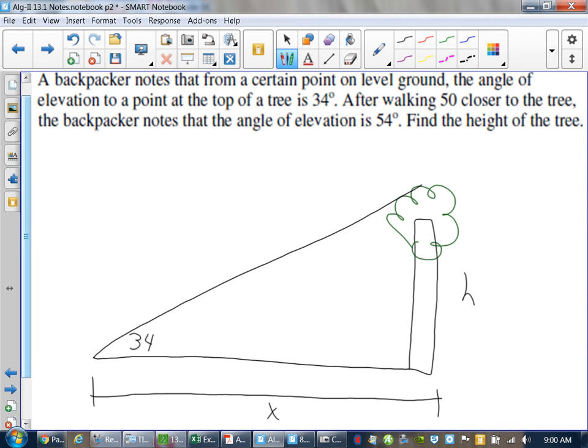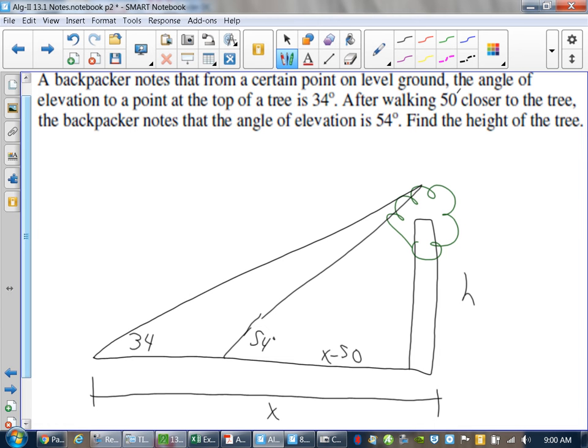Now they walked 50 feet closer, and the angle has changed. It says 50 closer, I've said this whole time. So now this is 54 degrees. And if the whole thing was x, you got 50 feet closer. That means this part is now x minus 50.